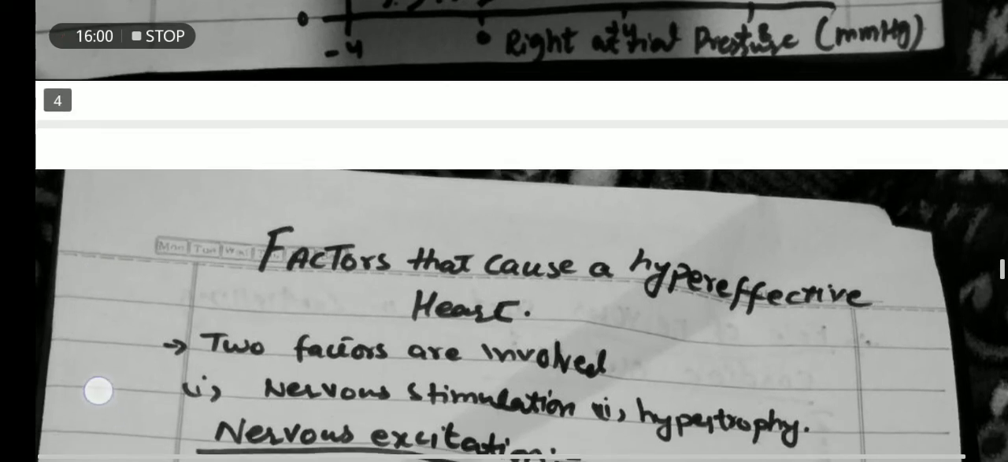Next topic is the factors that cause a hyper-effective heart. Two types of factors are involved and that make the heart a better pump. First one is the nervous stimulation, second one is the hypertrophy. In nervous excitation, increase in the sympathetic stimulation and parasympathetic inhibition causes the hyper effect of heart.